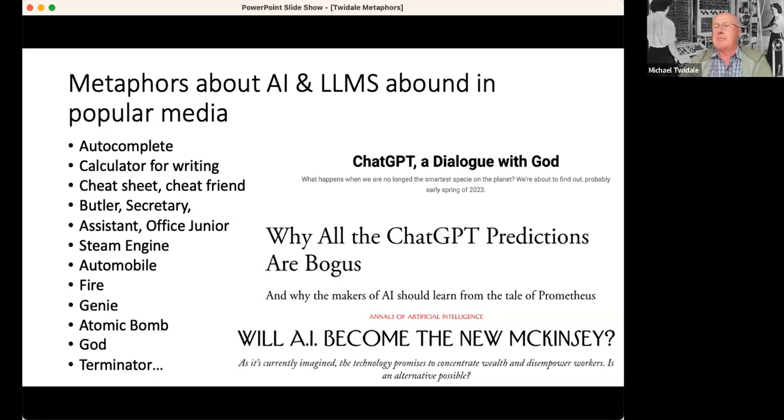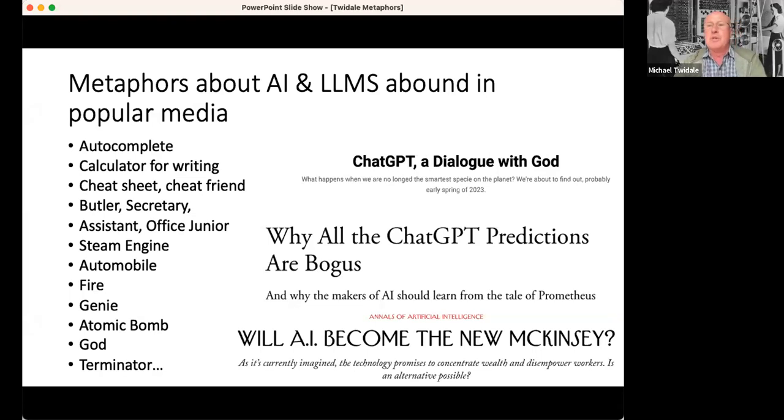They range from things that are somewhat helpful. It's basically a glorified autocomplete. Or, it's like a pocket calculator. Pocket calculators were a really scary thing when I was a student, and my maths teacher was saying, oh, it's going to be the dead end of maths. All these kids won't be doing mental arithmetic anymore. It's the end of civilization. We know it. Maybe it's like a pocket calculator for writing. Or maybe it's like a cheat sheet or a friend that takes an exam for you. Or maybe it's like a butler or a secretary or assistant or an office junior.